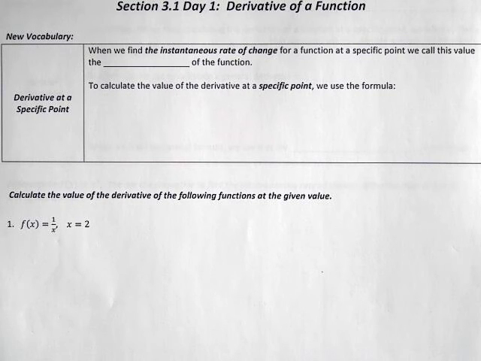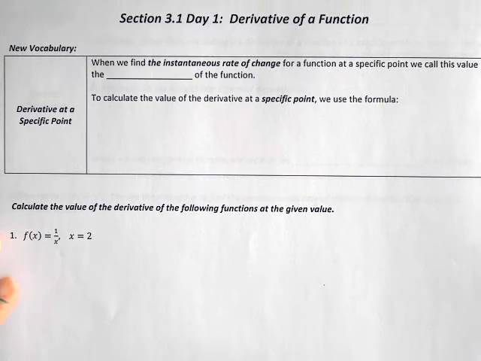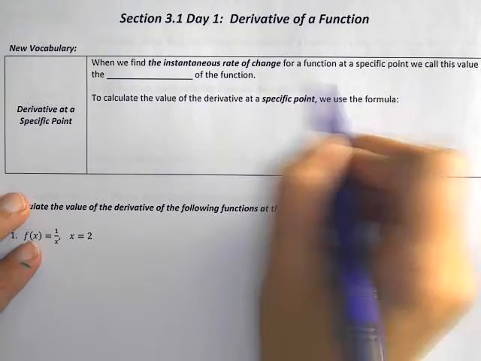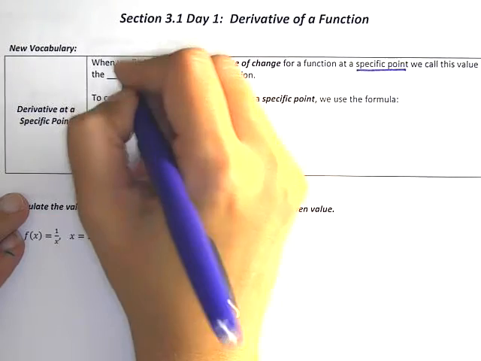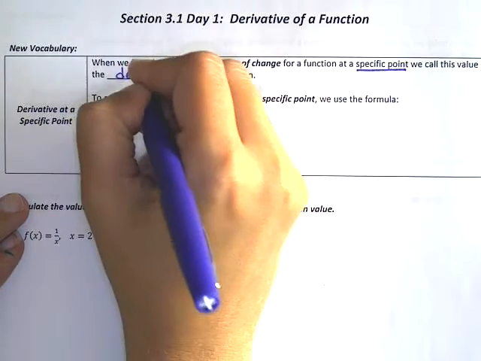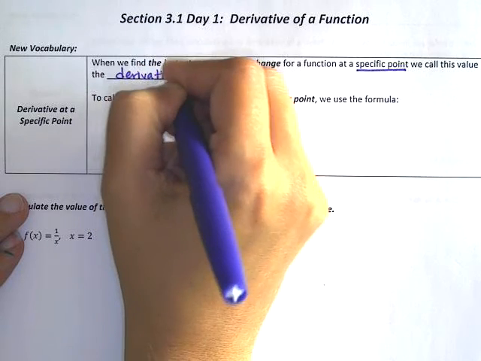So today we're going to be going over section 3.1. We're going to spend a couple days on this section. Today is day 1. And we're going to be learning about something called the derivative of a function. When we want to find the instantaneous rate of change for a function at a specific point, we call this value the derivative of the function.